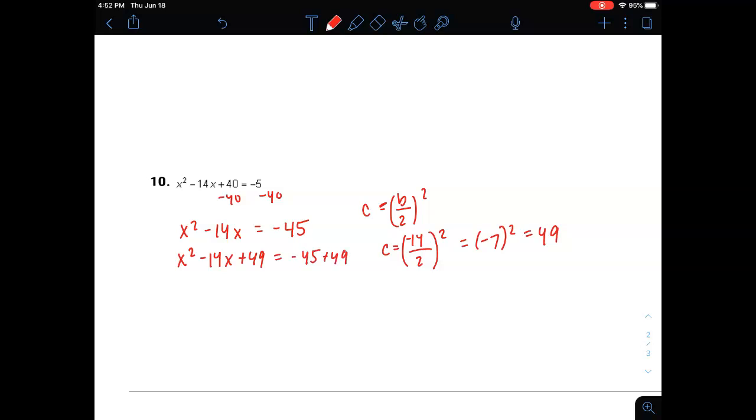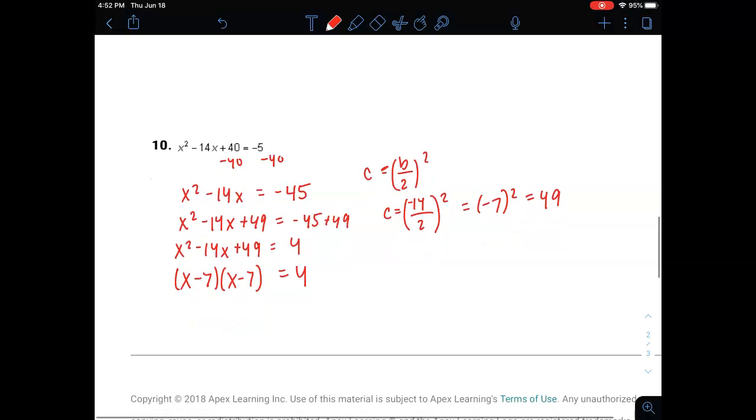Now we're left with x squared minus 14x plus 49 equals 4. And again, I want to pay special attention to the fact that this is minus 14. So it is now x minus 7 times x minus 7, and that gives us 4. Simplify this further: x minus 7 squared equals 4.